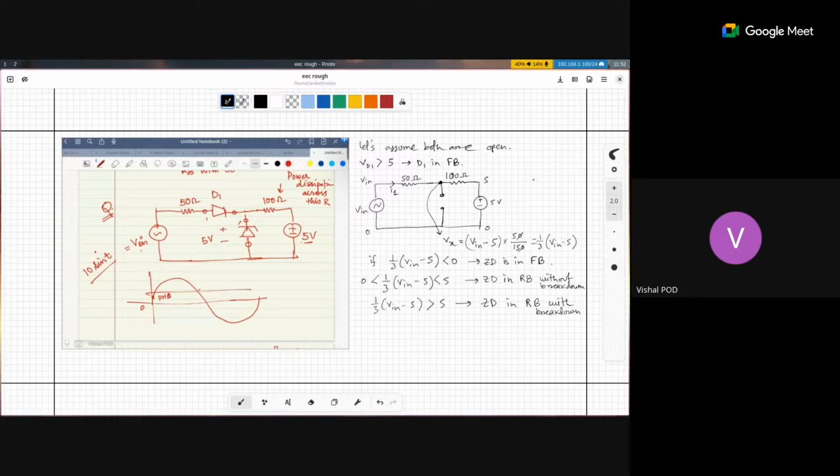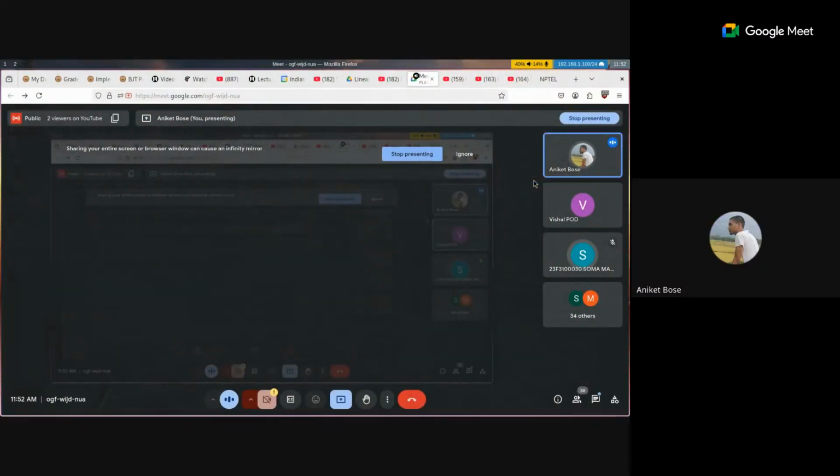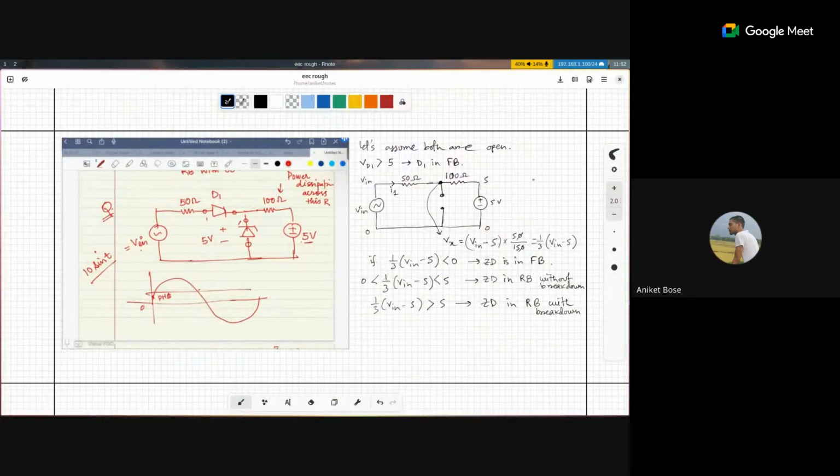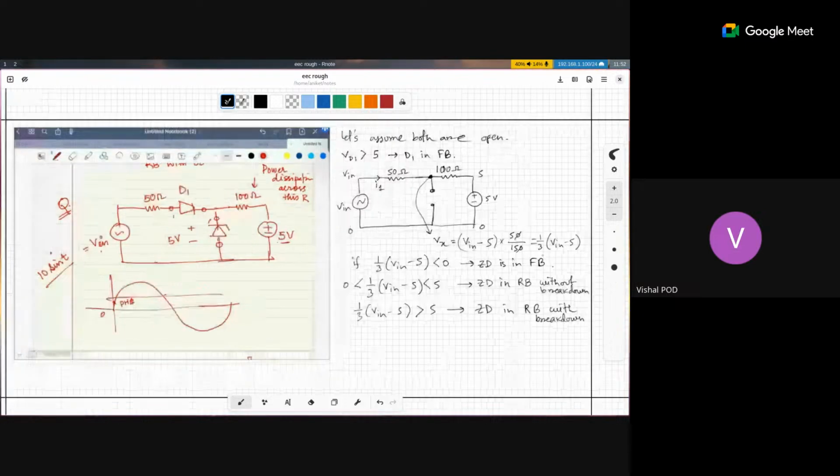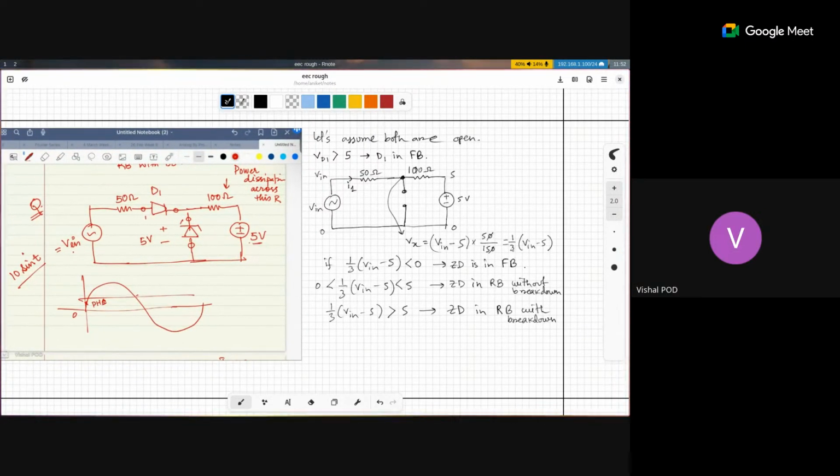Okay, this Vx you have calculated. Vx is coming out to be how much? It is 1 upon 3 (Vin minus 5). So you have done that. Okay, Zener diode is in forward bias. That is fine.